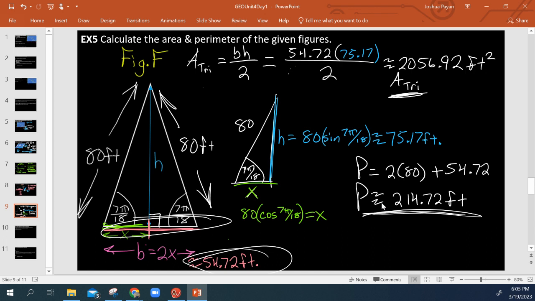Okay, so that does it for this video. Just a few examples to hold you over on how to calculate area of some parallelograms and triangles.